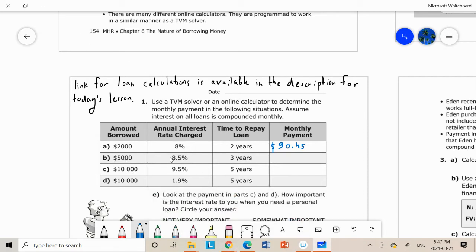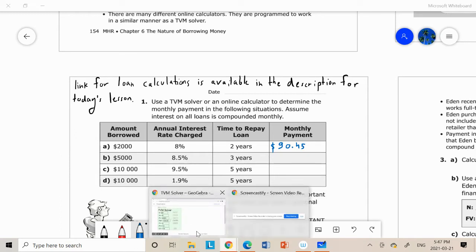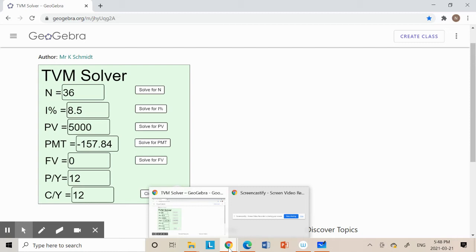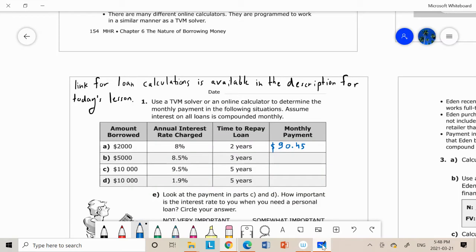$90.45 per month. Okay, the next example is with $5,000 borrowed, 8.5% interest rate and 3 years. So we already know that 3 years is a total of 36 payments. Interest rate, 8.5% in this example. Amount borrowed was $5,000. And payment per year and compounded per year remains 12. So we're getting 157.84. It's negative because he has to pay it, but we are showing it as a payment. So remember, the sign is simply telling us whether it's money coming in or money that you pay, money going into your bank account or out of your bank account.